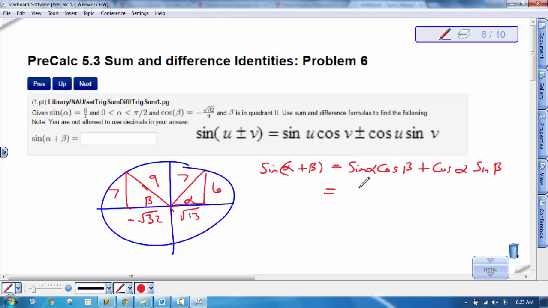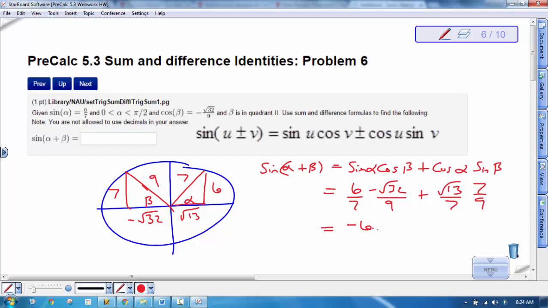Well, the sine of alpha, according to here, is opposite over our hypotenuse. They already gave us that, 6 over 7. And they gave us the cosine of beta, which is adjacent over hypotenuse, which is negative square root of 32 over 9. But the cosine of alpha they didn't give us. That's why we had to use this reference triangle. That's adjacent over our hypotenuse, so square root of 13 over 7. And sine of beta over here is opposite over our hypotenuse, which is 7 over 9.